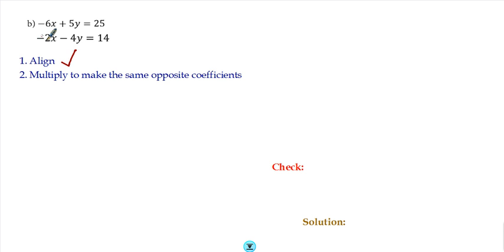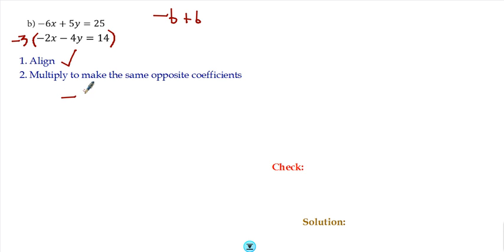And I'm actually going to stay with x. I'm going to change negative 6 and negative 2, but I don't have to change both of them. I can just multiply the second equation by negative 3, because if I do negative 3 times negative 2, it will be positive 6. And negative 6 and positive 6 are same opposites. So that works.